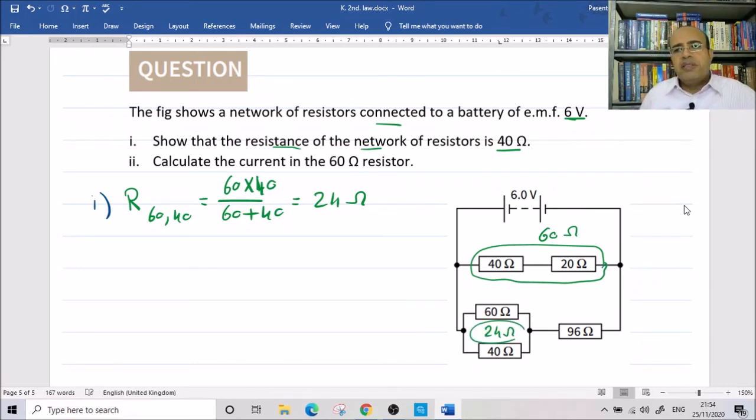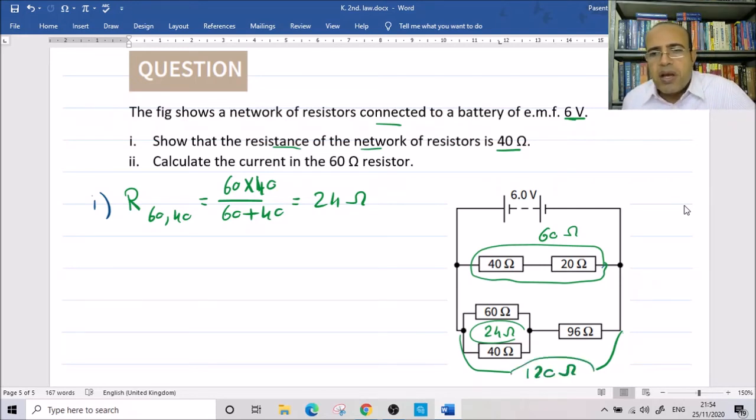Now we have here 96 and 24, and we add them up because they are in series. Plus 96, they are 120 ohm. Now we have a resistor of 60 ohm and 120 ohm, and they are connected in parallel.